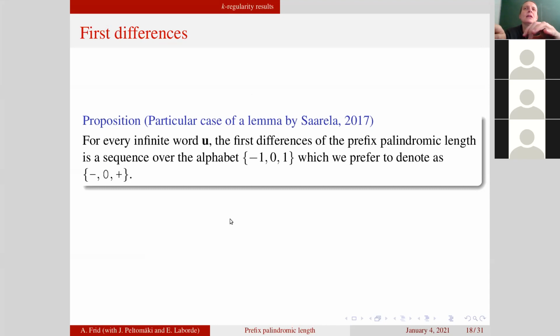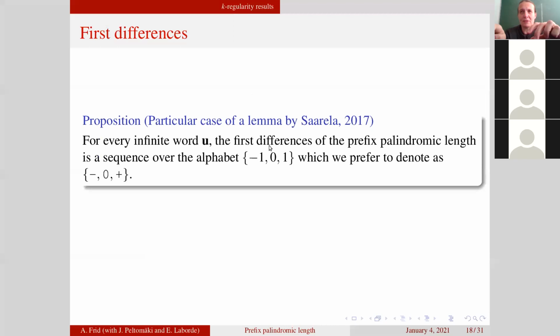So why is it true? Because if you had a factor of length n, and we pass to a factor of length n plus one, then in the worst case, we can add the last palindrome, which is one letter. So this will give the maximal possible first difference equal to one. And on the other hand, if you had a word of length n plus one, we can erase the last letter, and the last palindrome, in the worst case, it will become two palindromes, which is the middle and the first letter. So this is an extreme case from the other side.